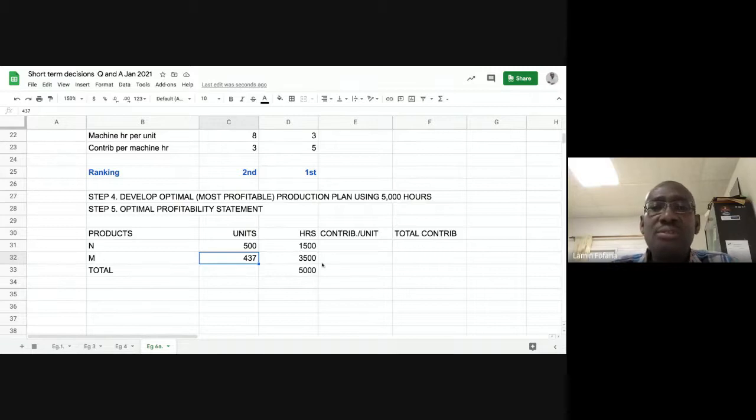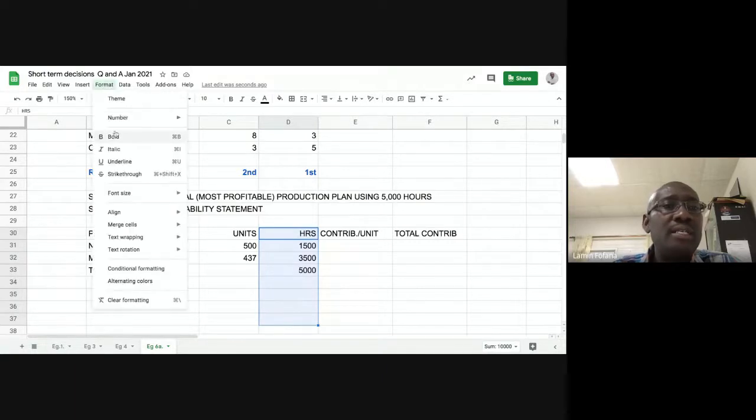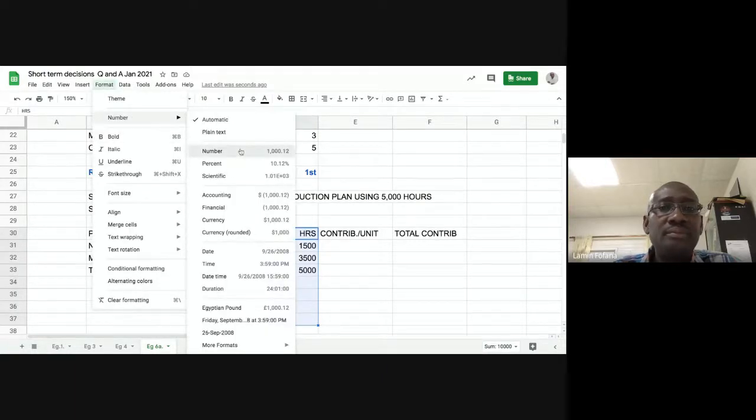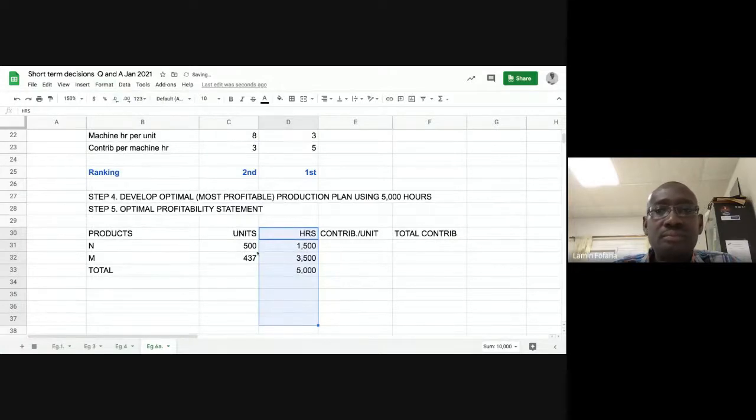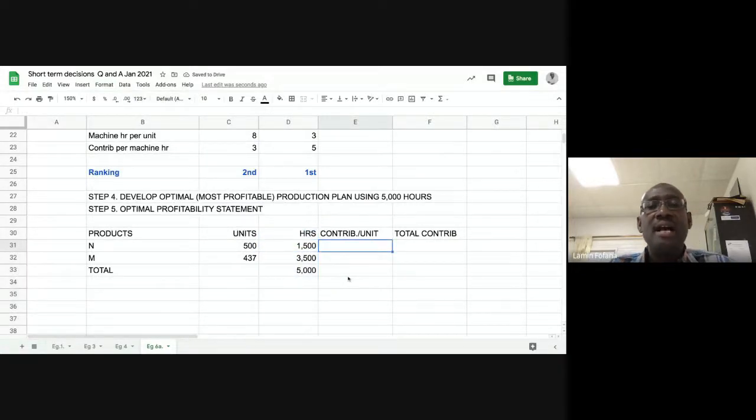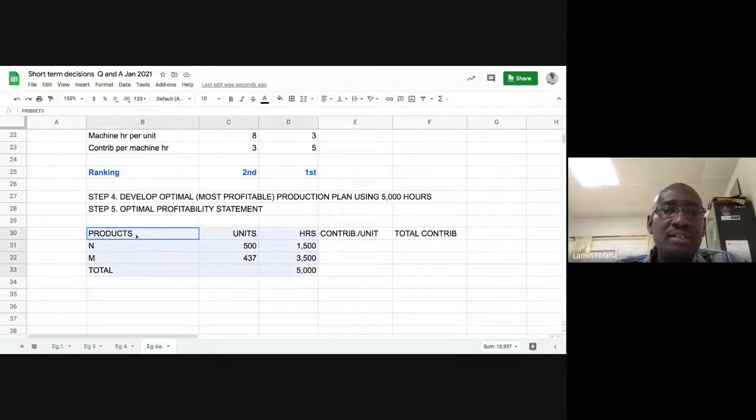So now, let me make this 1000 separator under 0 dp. Okay. Then this is our optimal production plan. So this is our step 4. Our optimal production plan actually is producing 500 units of N and producing 437 units of M. So this is our optimal production plan.